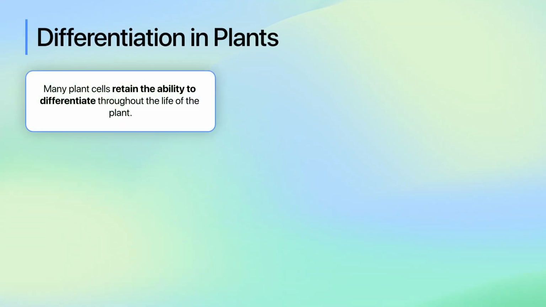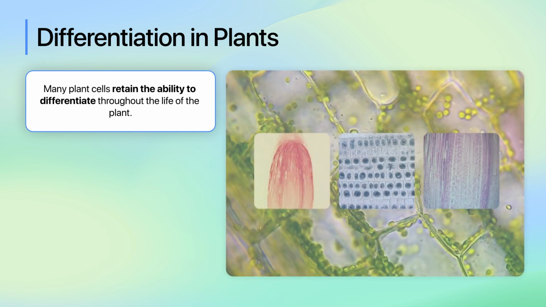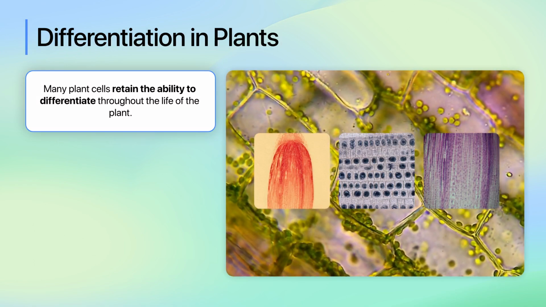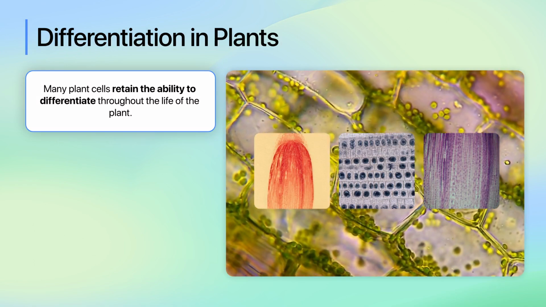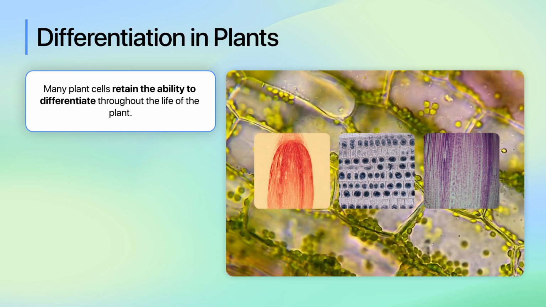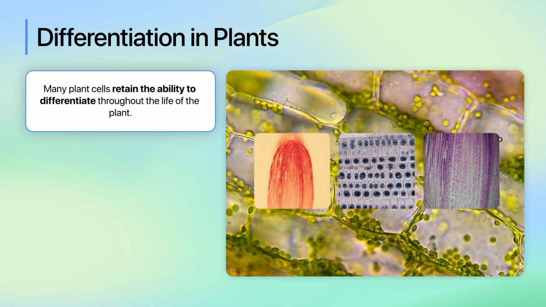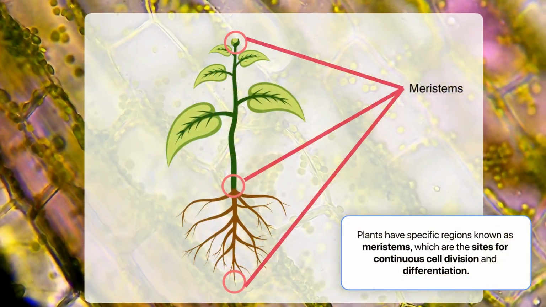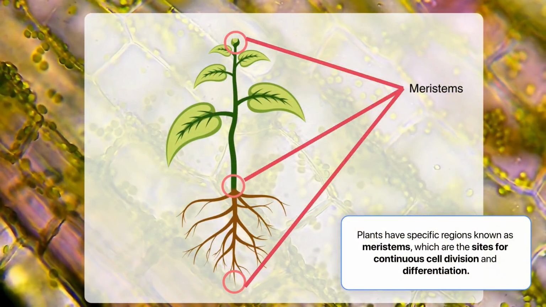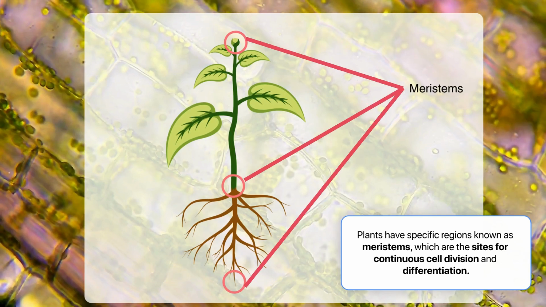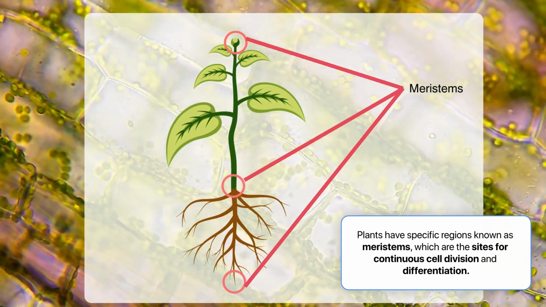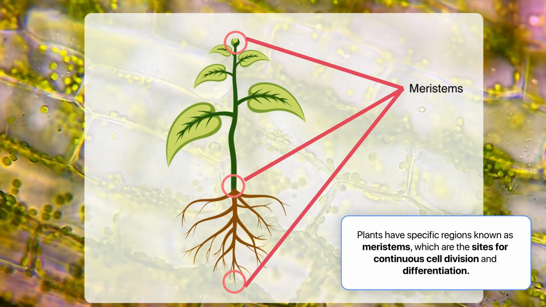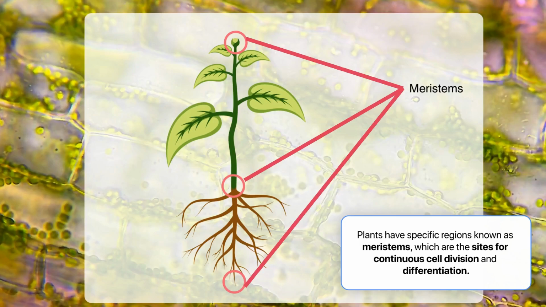In contrast to animals, many plant cells retain the ability to differentiate throughout the life of the plant. The resulting flexibility is crucial for a plant's growth, as well as its ability to adapt to possible environmental changes. Plants have specific regions known as meristems. These are the sites for continuous cell division and differentiation. Meristems are found at the tips of roots and shoots, thus allowing the plant to grow in length.